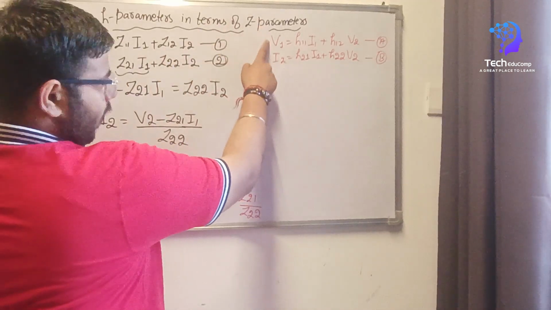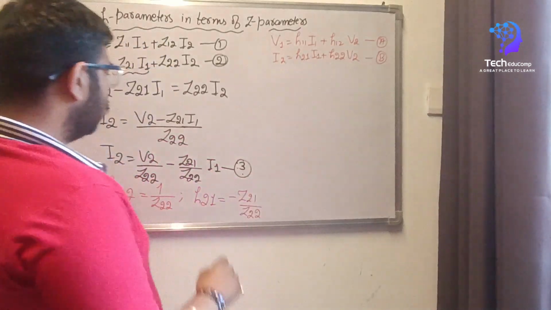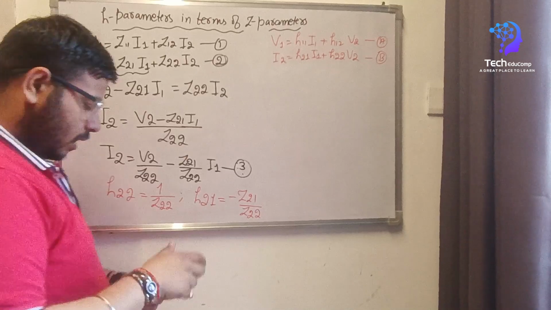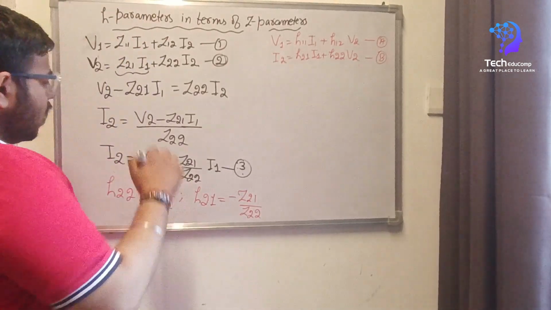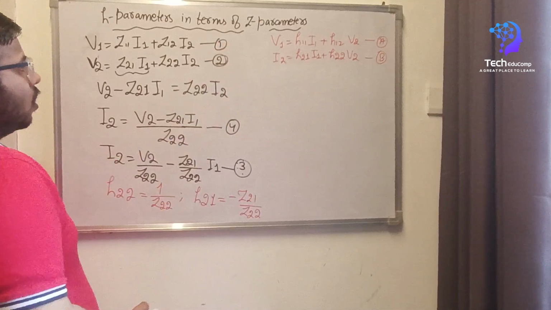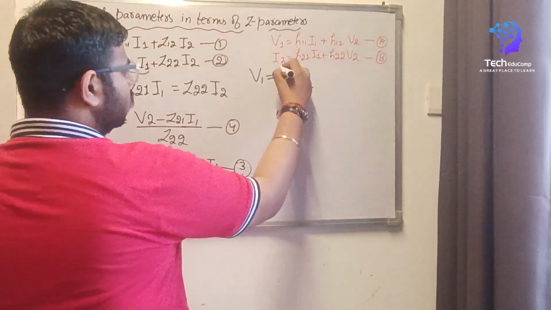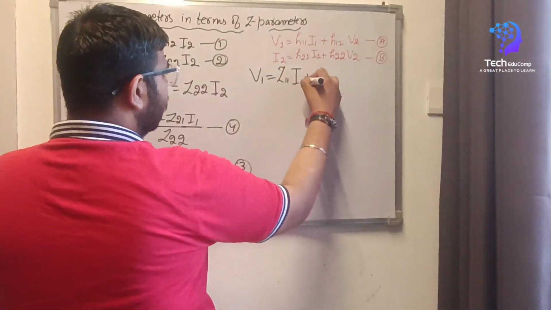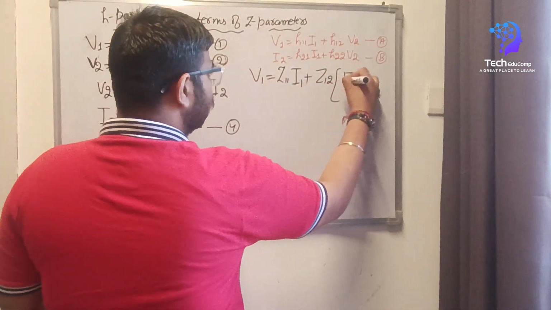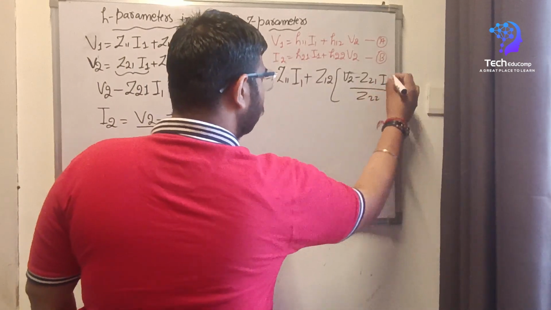And in equation number A, we can see that I have V1 in terms of I1 and V2. So can I put this I2 value here? Let's find out what will happen when we put this equation number 4 in equation number 1. So V1 will become Z11 I1 plus Z12 into V2 minus Z21 I1 upon Z22.